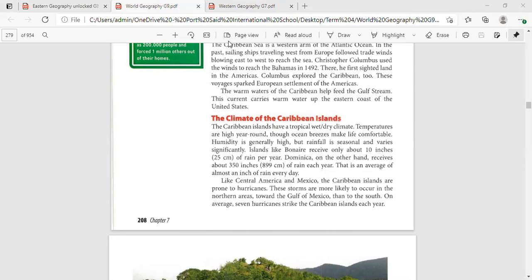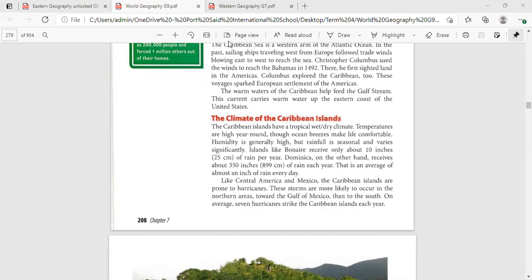Islands like Bonaire receive only about 10 inches, 25 centimeters of rain per year. Dominica, on the other hand, receives about 350 inches, 899 centimeters of rain each year. This is an average of almost an inch of rain every day.